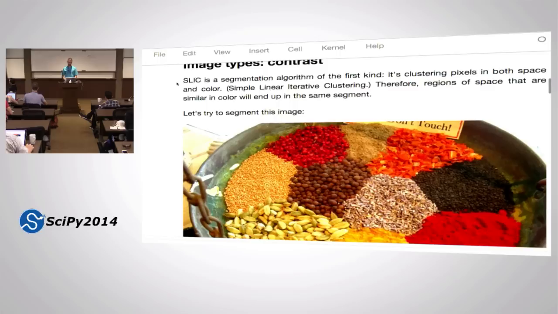SLIC is a really good algorithm to do that. It stands for Simple Linear Iterative Clustering, and all it's doing is k-means. Is anyone not familiar with k-means? Okay, good. All that SLIC is doing is k-means clustering on a concatenated vector of the coordinates of a pixel and the color of a pixel. So pixels that are close in color will tend to be in the same segment, and pixels that are close in space will tend to be in the same segment. And pixels that are close in both will definitely be in the same segment.